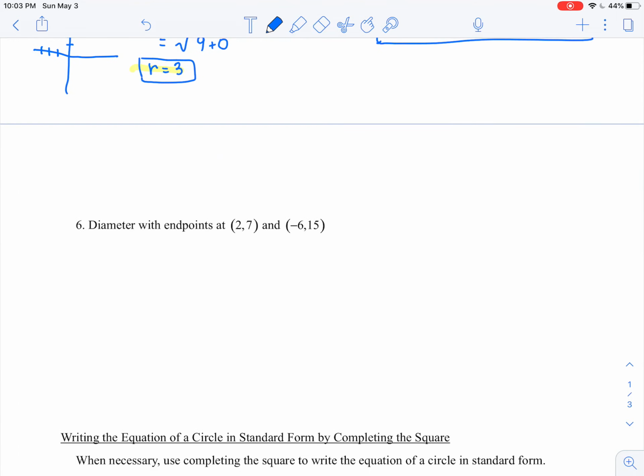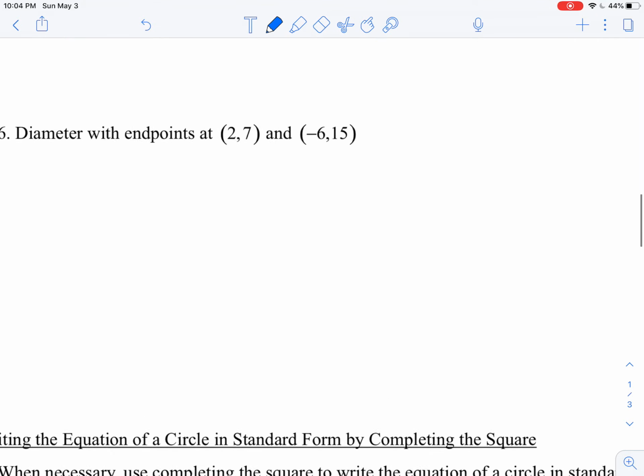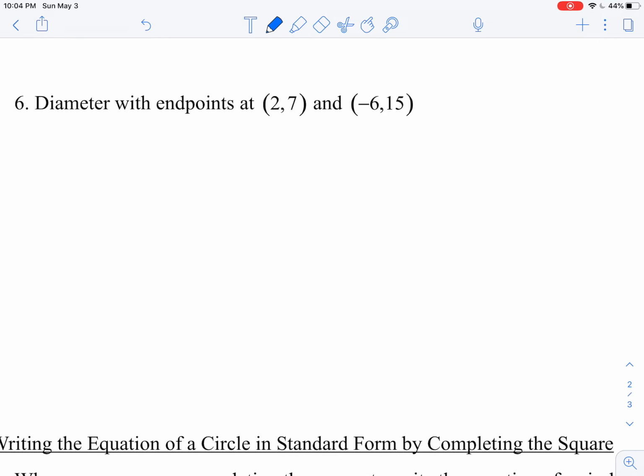Okay, when you flip over to the back of the notes, question number 6, we're still writing the equation of the circle. This time we're given a circle with a diameter that has endpoints at 2, 7 and -6, 15. So I'm going to do a very rough sketch of what this would look like, but let's say 2, 7 is about here and -6, 15 is up here. It says these 2 points are the endpoints of one diameter of the circle. So perhaps the circle looks something like this.